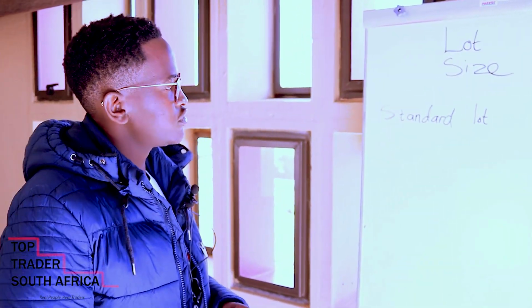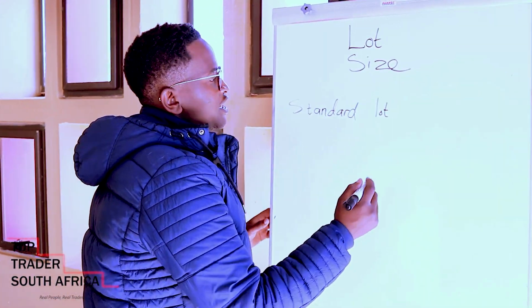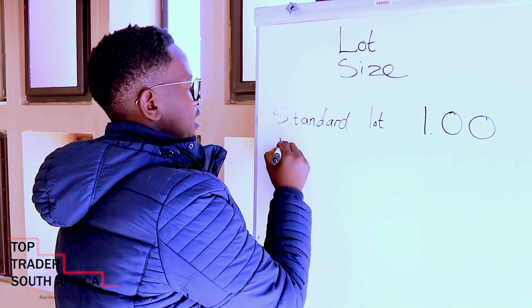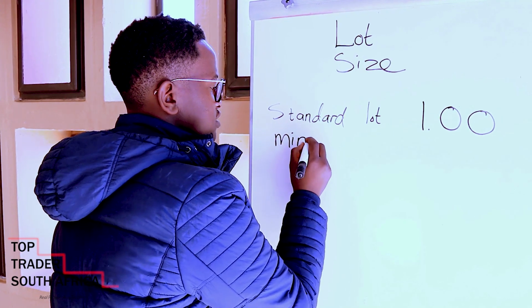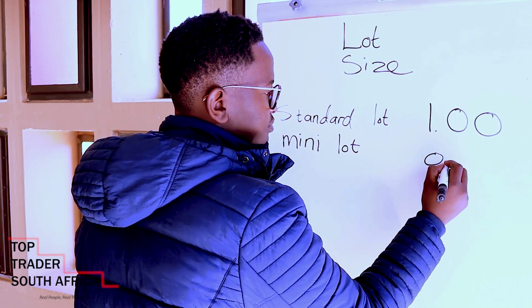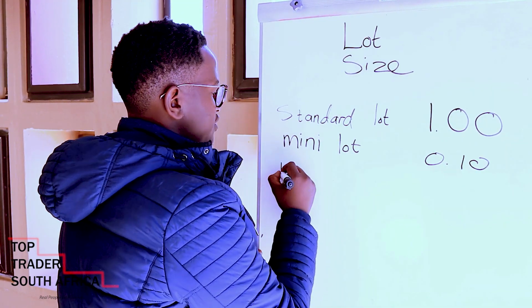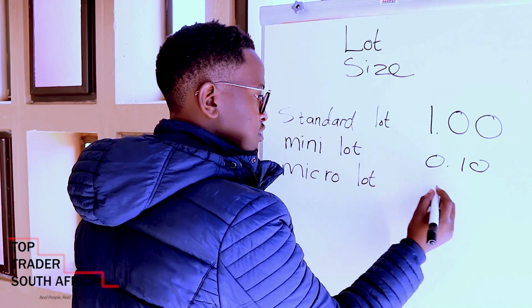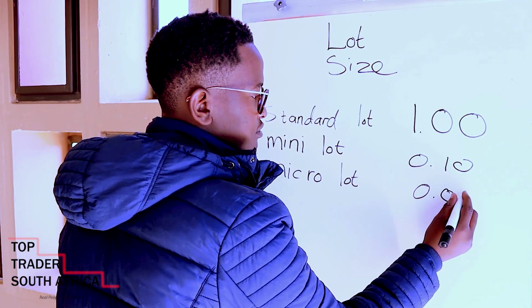Just some general rules of a lot size. A standard lot is 1.00. A mini lot is 0.10, and a micro lot is 0.01.